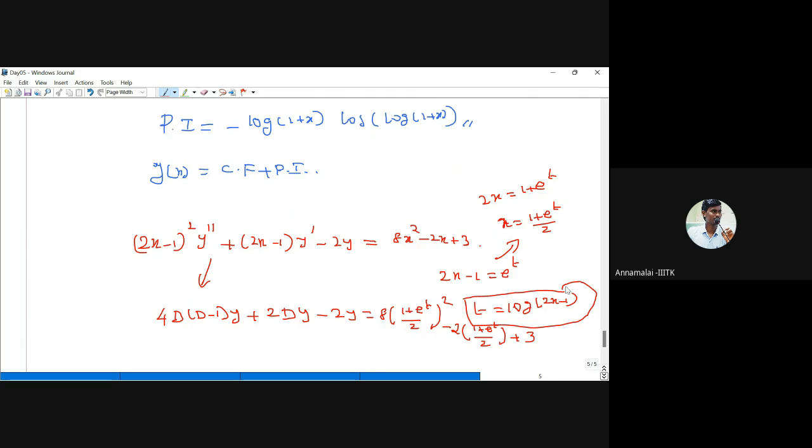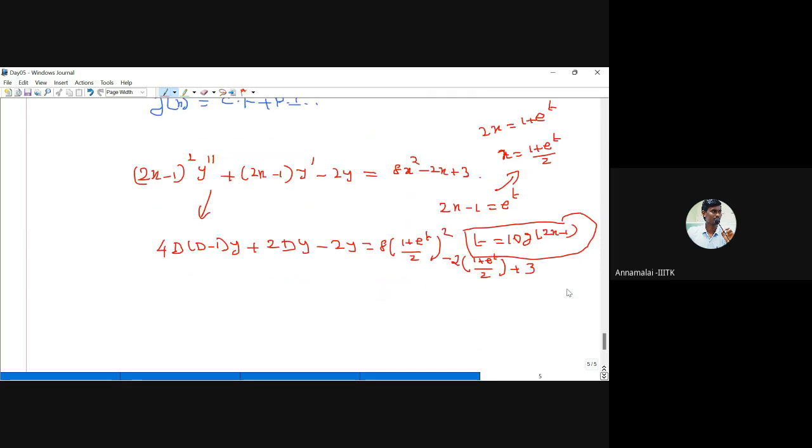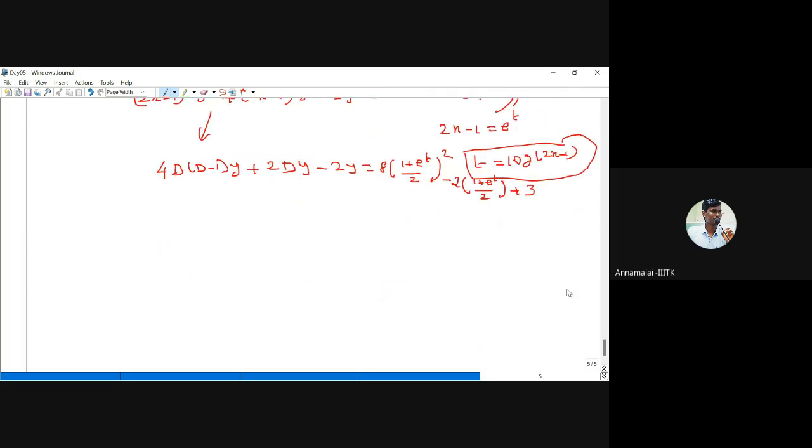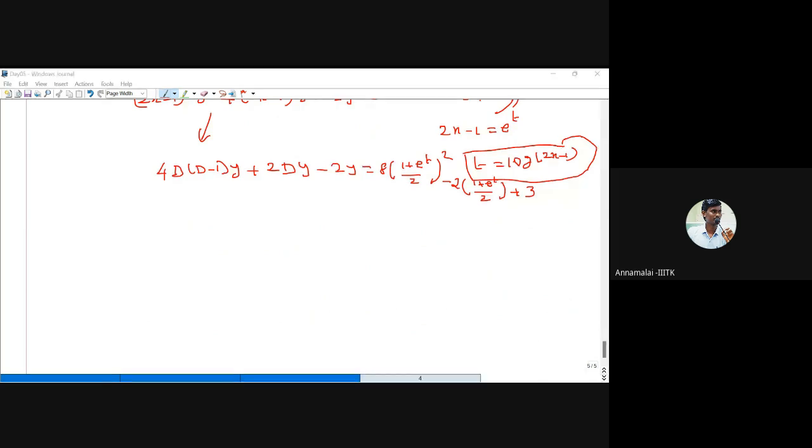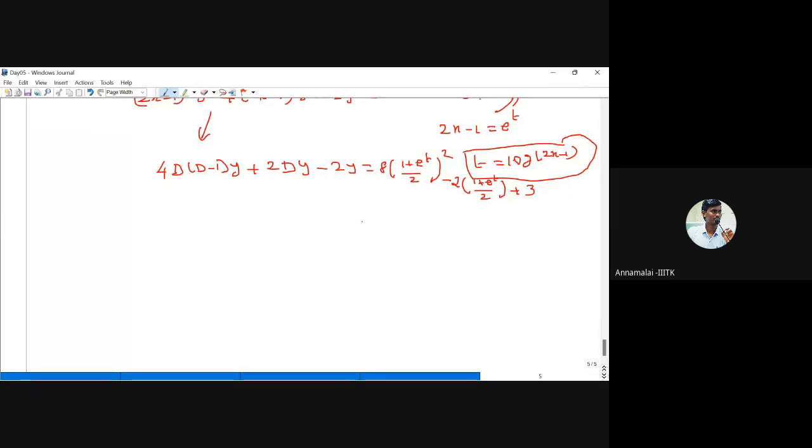No, sir. Now maybe we can say one more topic, orthogonal trajectories. So orthogonal trajectory means what? Suppose we have a family of curves. So we can state the next topic is orthogonal trajectories.